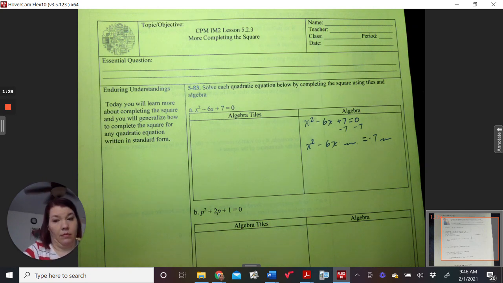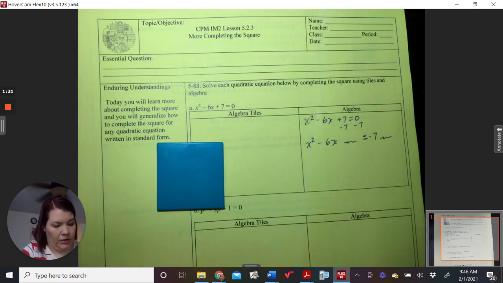So we've got x squared. I should get more of this out. I should have done that extra. That's okay.